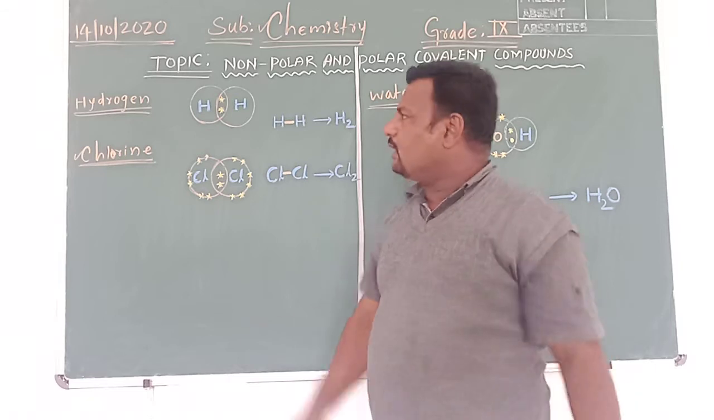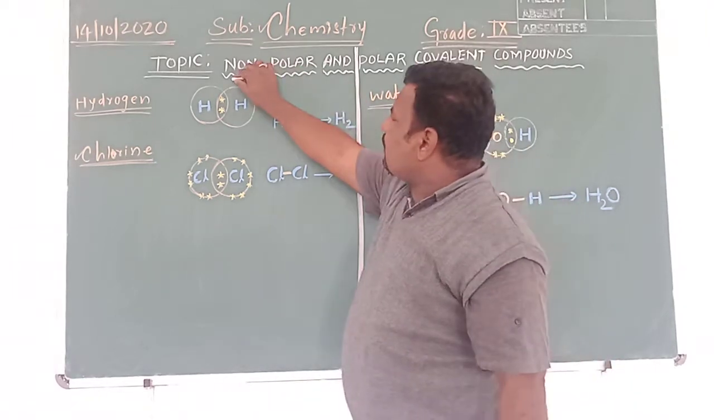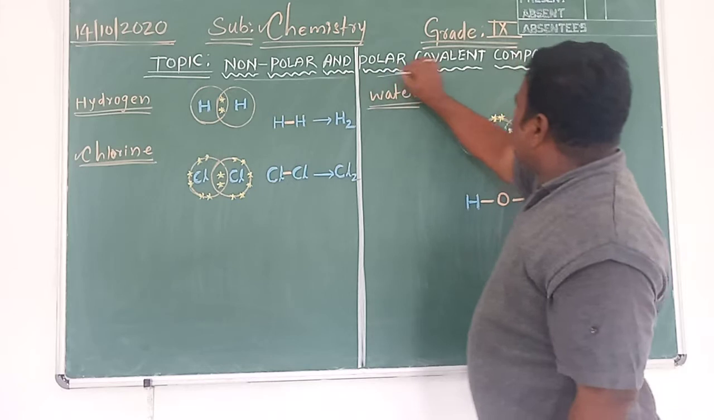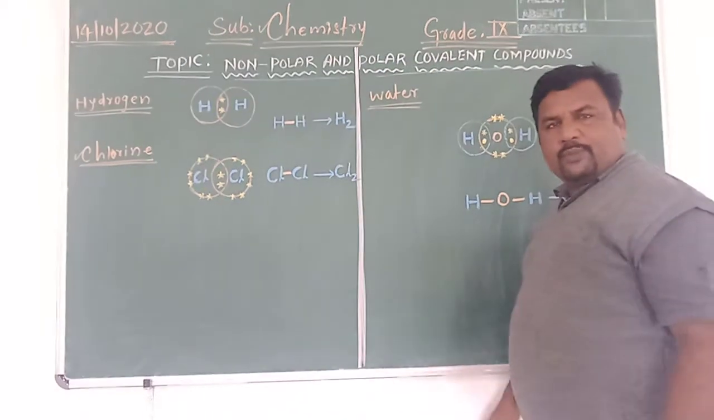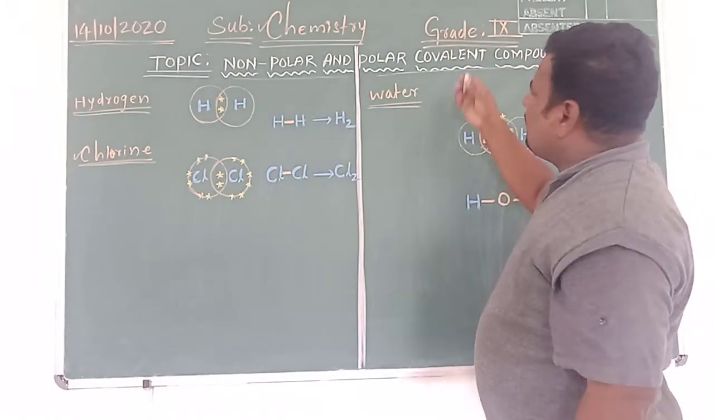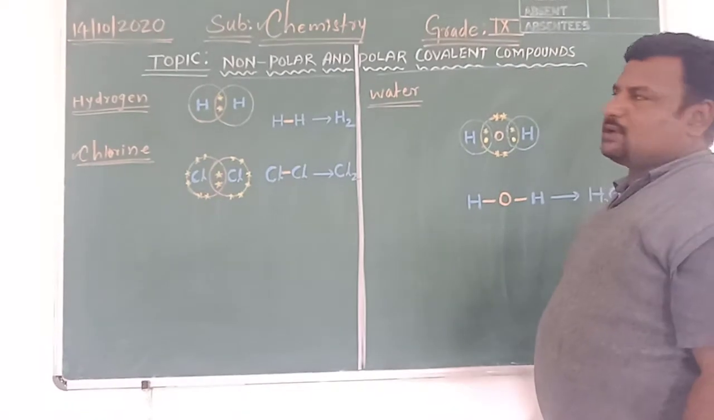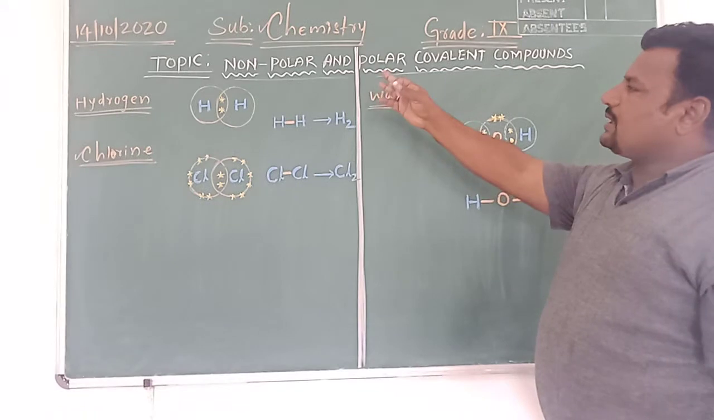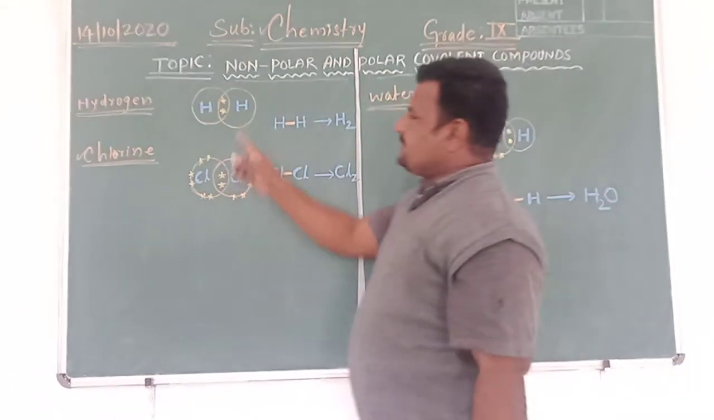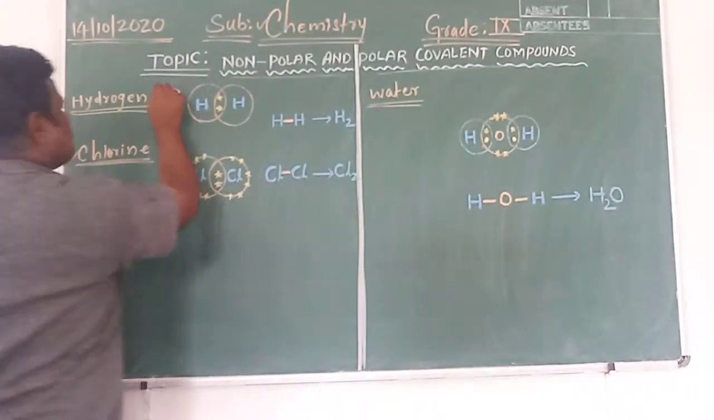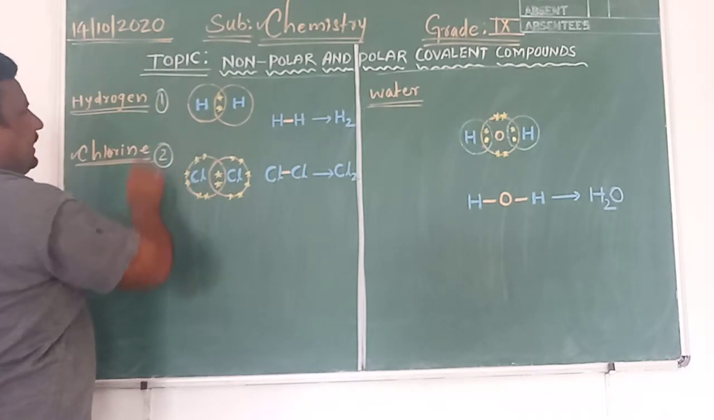That is a covalent bond. Now we are here to discuss non-polar and polar covalent compounds. What kind of compounds are called polar compounds and what kind of compounds are called non-polar compounds? For non-polar compounds, we have taken two examples here. One is hydrogen and the other is chlorine.